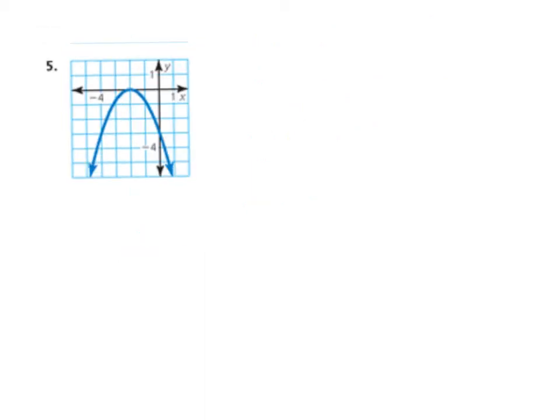On number 5, the axis of symmetry is the line that divides it. It's going to be right there. And so in this case, our axis of symmetry is x equals -2. X equals -2. And now the vertex is going to be right here. And so that is (-2, 0).